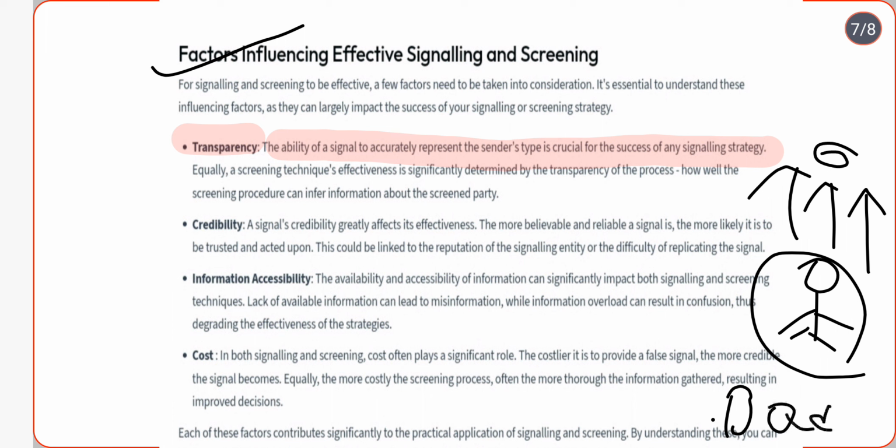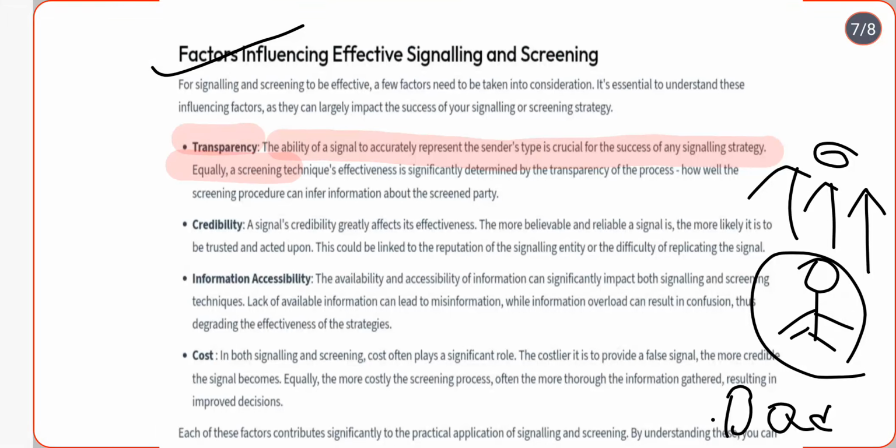So the ability of the signal to accurately represent the sender's type is basically saying that if you are not able to represent your signal properly to the interviewer or to the other party, then it will be affected. Although you are a good product, it will appear that you are a bad product or bad candidate.